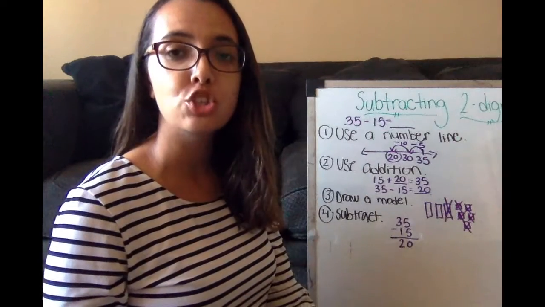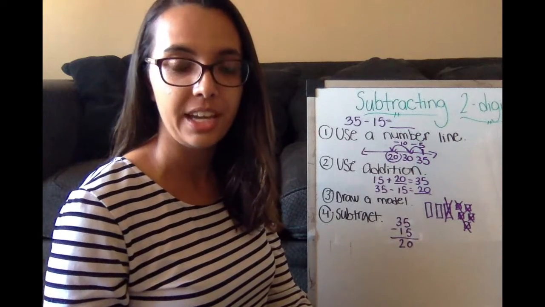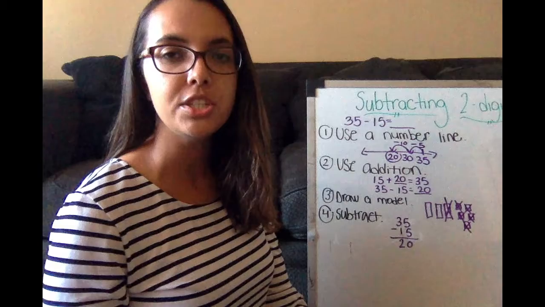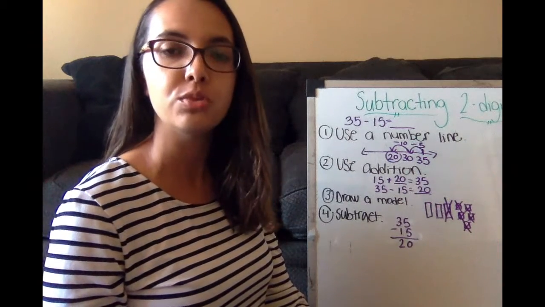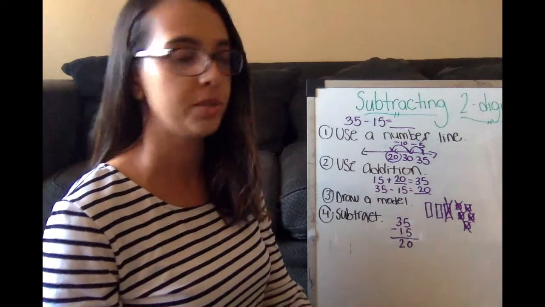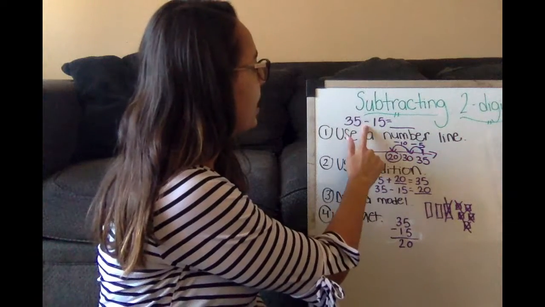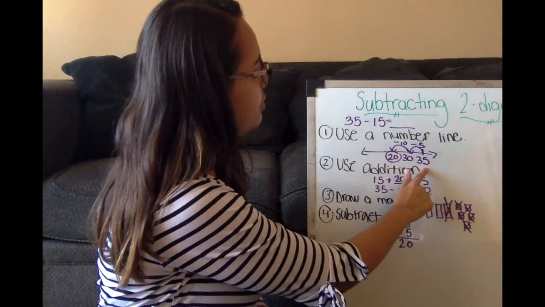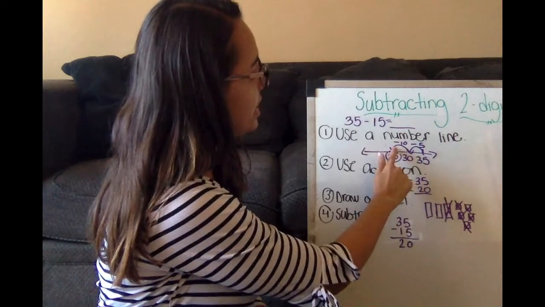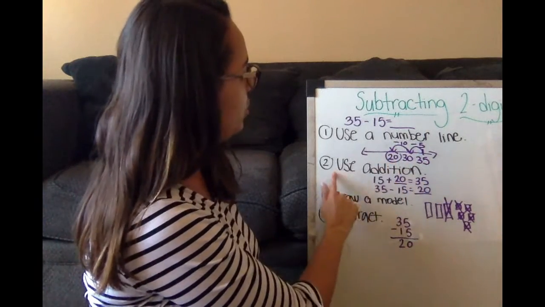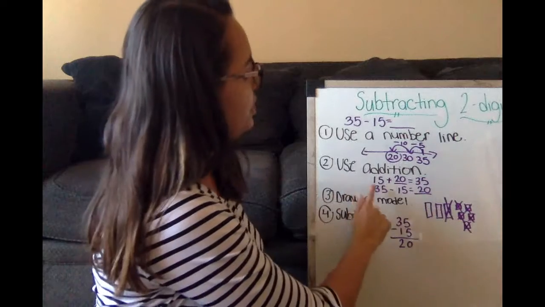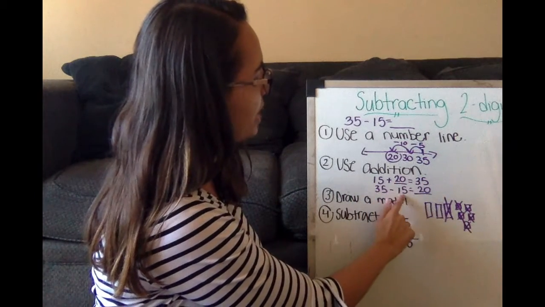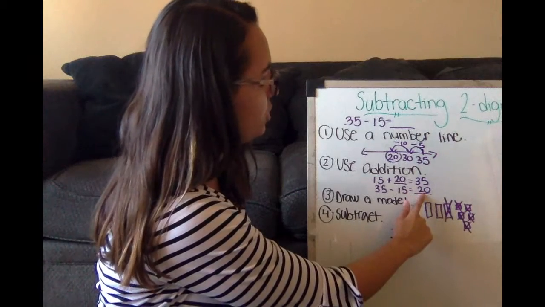Wow, we have learned so many different strategies today about how to subtract 2-digit numbers. Let's quickly go over the strategies so that way you know which ones to use when you do your own problems for your teacher. So here we have 35 minus 15. We can use a number line. 35 minus 5 minus 10 equals 20. We can use addition to solve. 15 plus 20 equals 35, so 35 minus 15 has to equal 20.